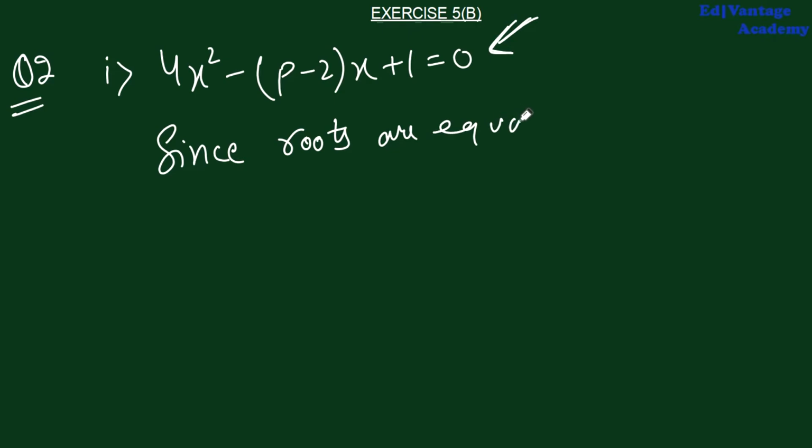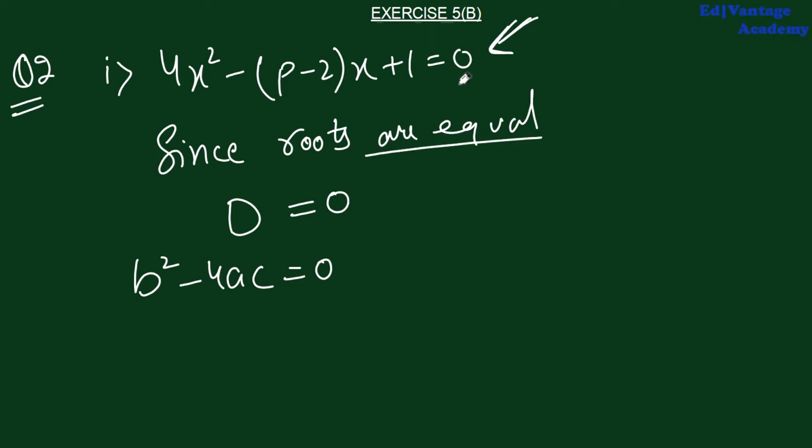Roots are equal. We know when roots are equal? When d is equal to 0. So I can say for this equation b square minus 4ac is for sure equal to 0. Why? Because they said roots are equal for this equation. So using that concept, I'll get the value of p.